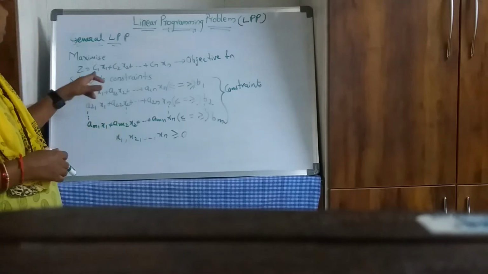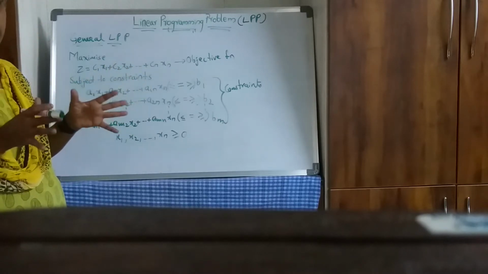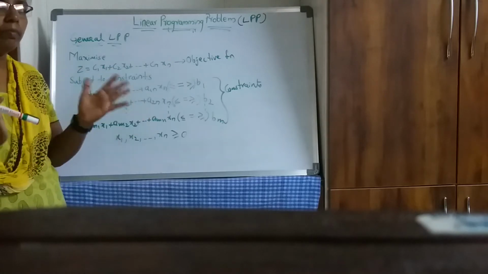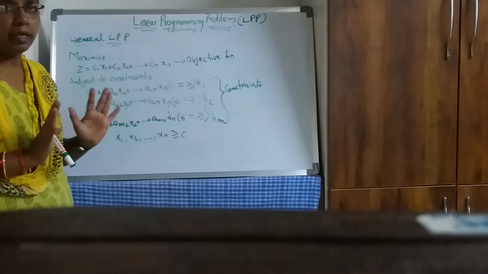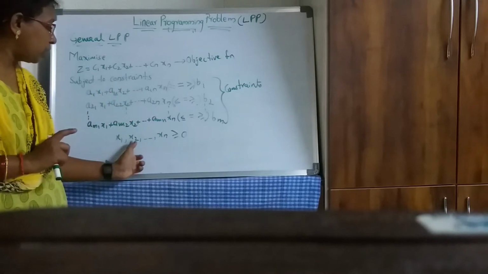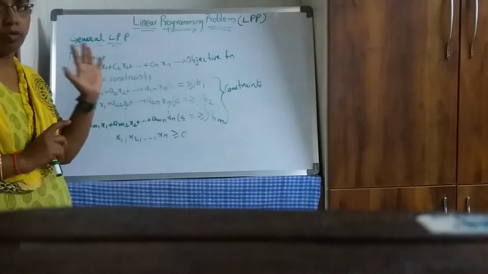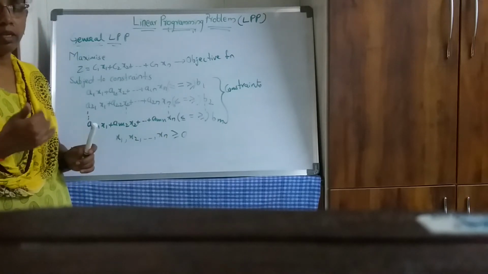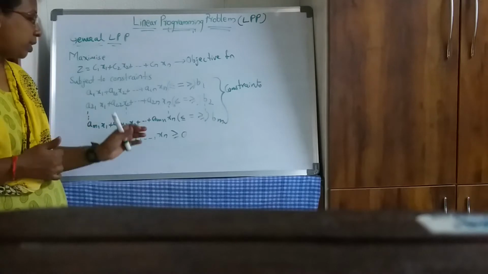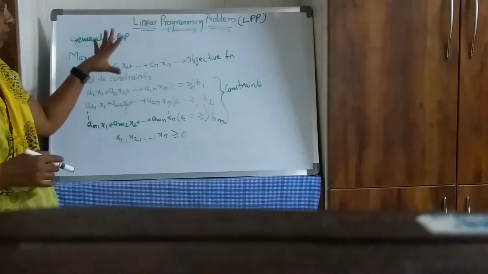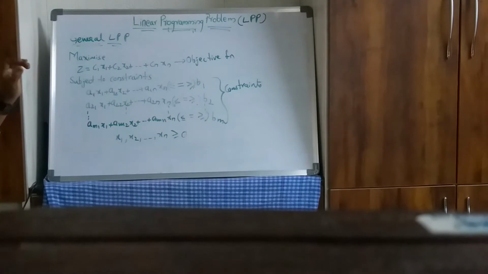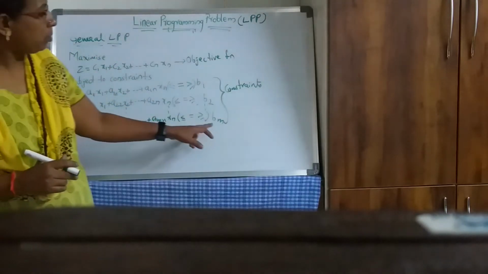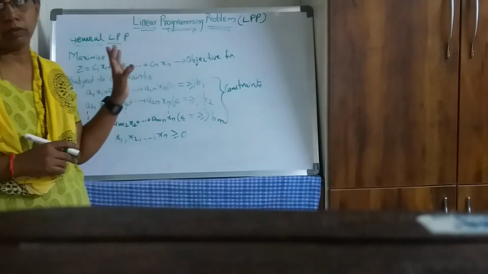Here x1, x2, xn are physical quantities. I said it will be the number of units, so they are physical quantities, and physical quantities will always be positive. You will not have negative values. So these variables x1, x2, xn are always greater than or equal to 0. The variables which we determine are called decision variables. This is the structure of a linear programming problem, known as the general linear programming problem. And here b1, b2, bm should also be positive.